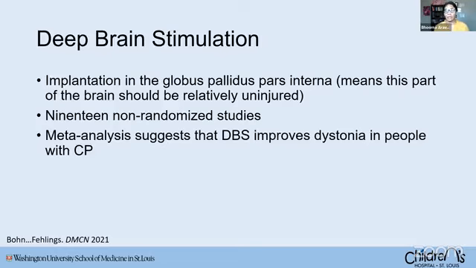Deep brain stimulation. Here in this country, DBS for dystonia is only FDA approved for implantation in the globus pallidus pars interna, which is a specific basal ganglia nucleus. That means that when we're looking for candidates, we need to make sure that that GPi, that part of the brain, is relatively uninjured. When we look across studies, and these are studies that have been conducted internationally, mainly in Europe and the US, a group meta-analysis suggests that DBS does improve dystonia in people with CP.